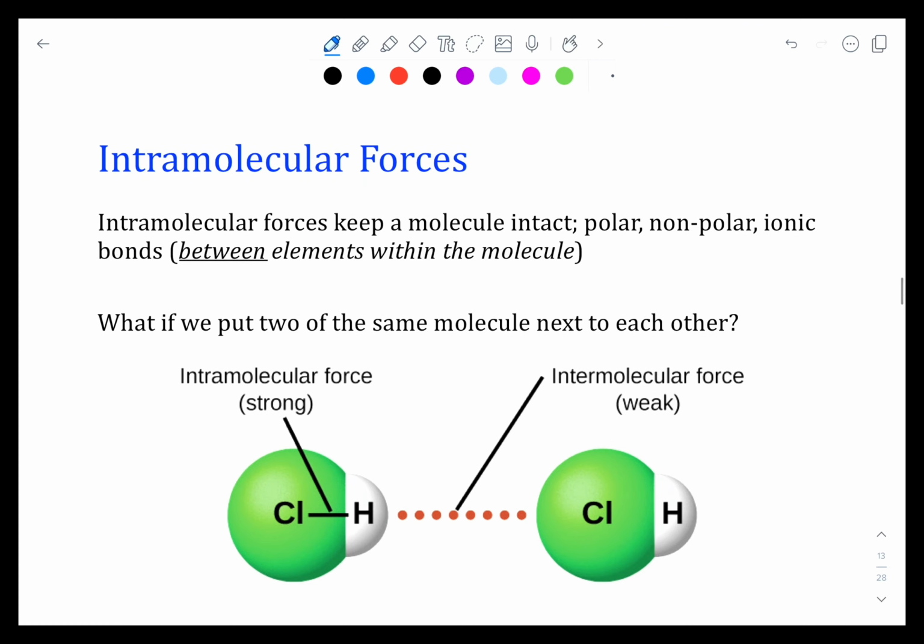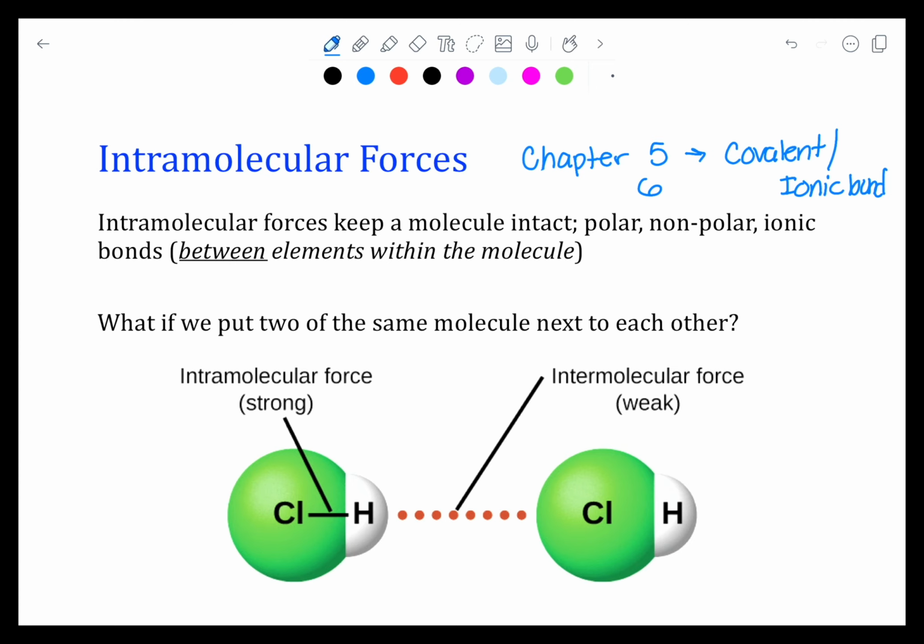So now we want to talk about the forces that are between different molecules. So we have two different forces that we're going to talk about. First are intramolecular forces. These were the types of forces that we talked about back in chapter 5. So this is going to be covalent and ionic bonding. Okay, this is even a little bit of chapter 6 when we talked about polar versus nonpolar.